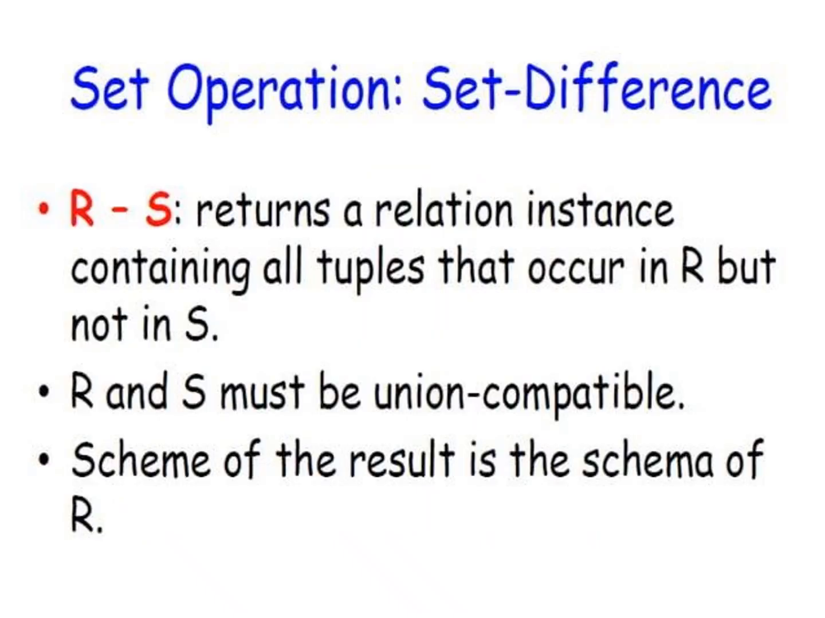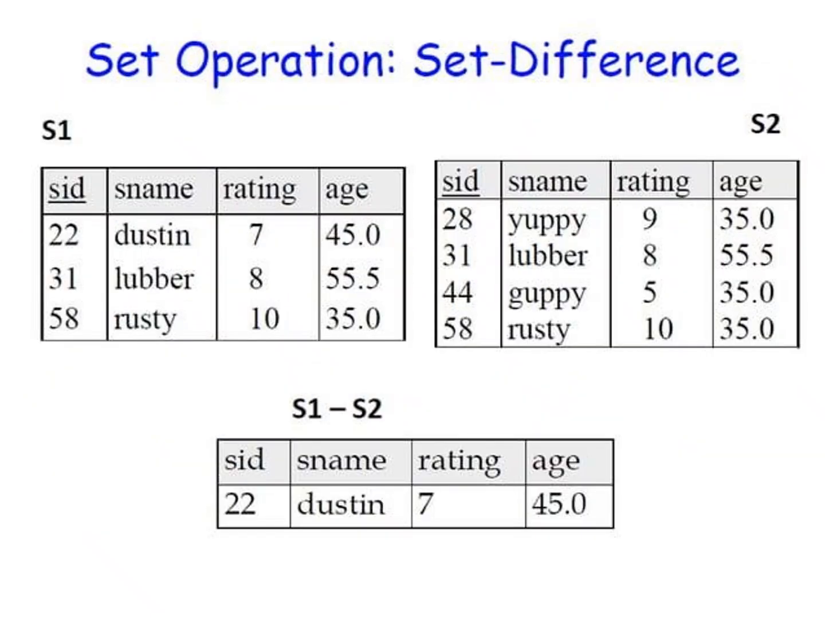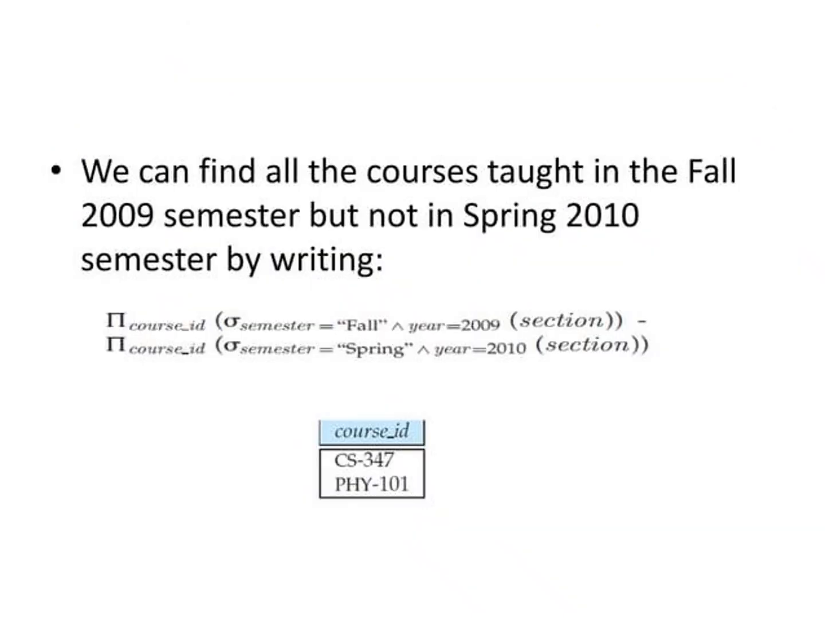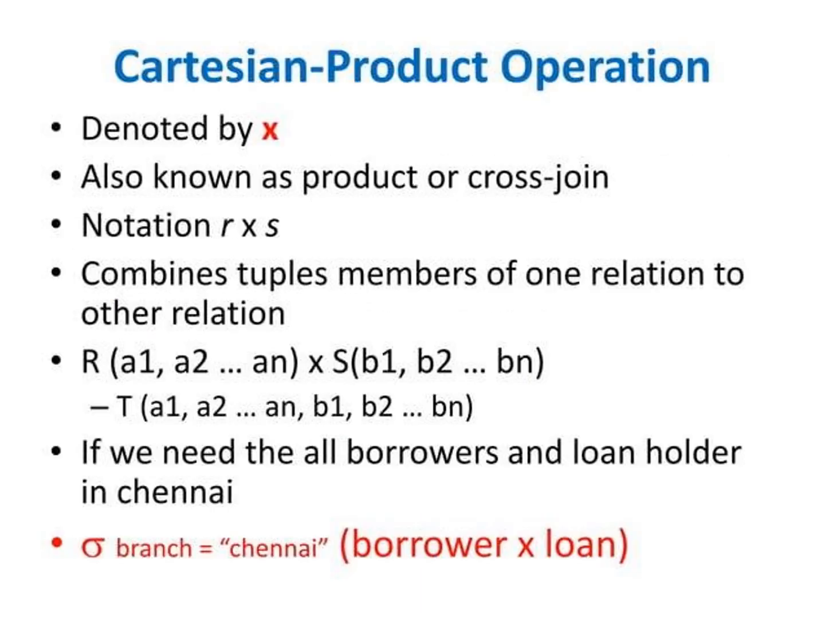What is set difference? R minus S returns a relation instance containing all the tuples that occur only in R but not in S. R and S must be union compatible. Here for S1 minus S2, Dustin is written because Lubber and Rusty are already in S2, but Dustin is not in S2, so only Dustin is printed. Similarly, we can find all the courses that start in the following semester using the projection operation, and we can also use some selection.